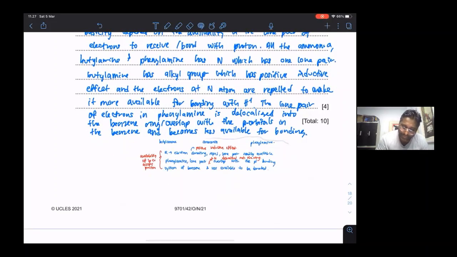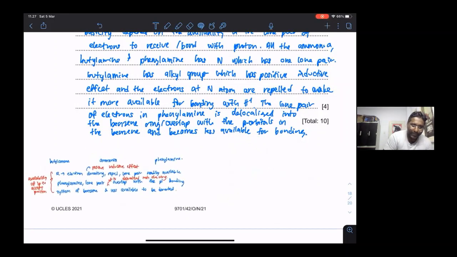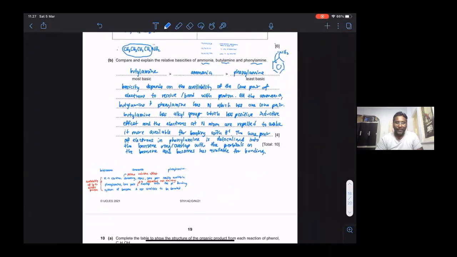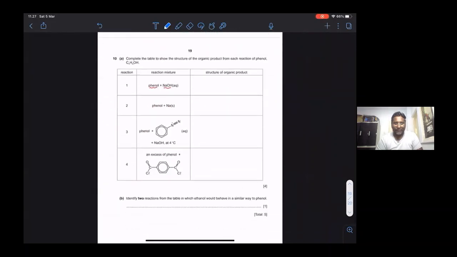However, I've put all this information in a simple form here. I'll just pass you the PDF later, so you can refer to that. So all this will give you the 4 marks. Okay, next, the last question.